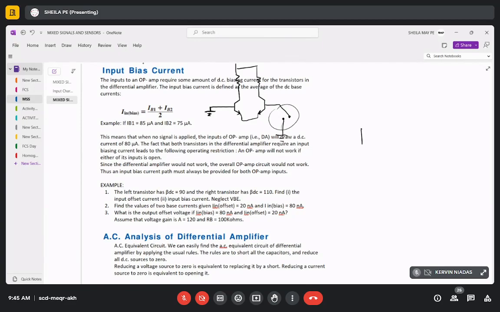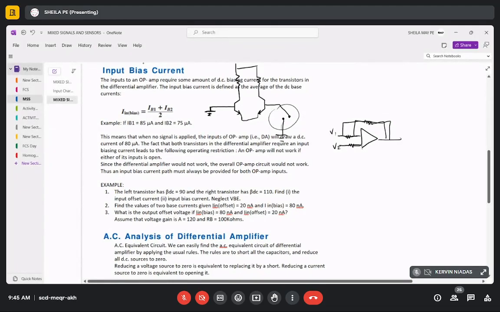So if you look at some textbooks, for example, this is our V1, this is our V2, and there is a bias resistor here and a bias resistor here. If there is no input path, some put feedback here, a resistor there, and then that provides the path. Okay, there are lots of ways to do that.